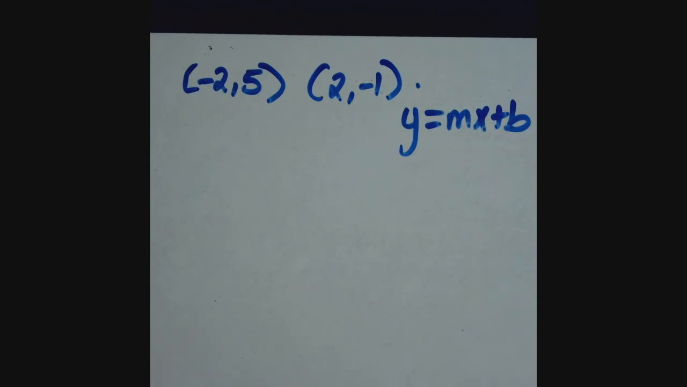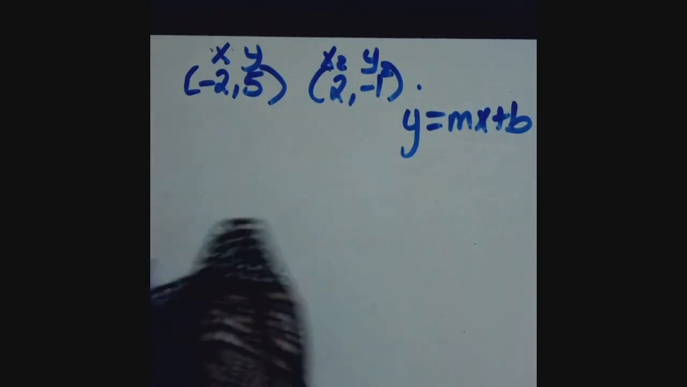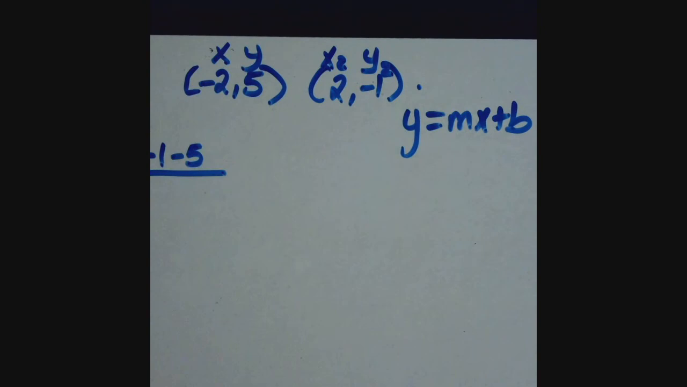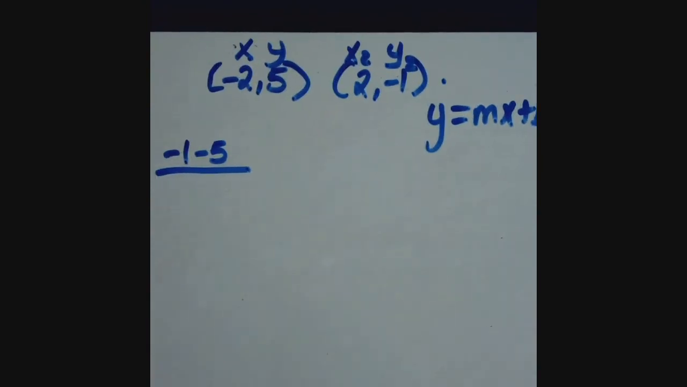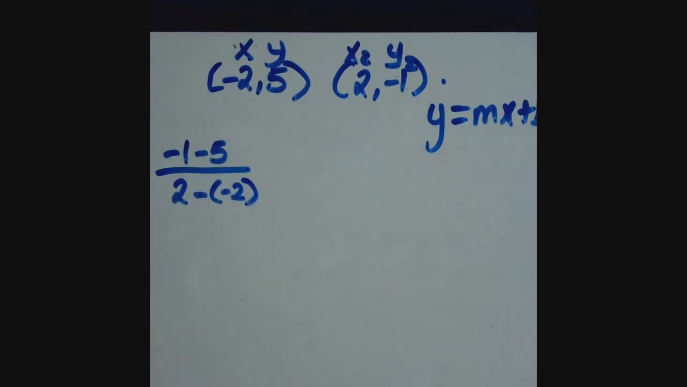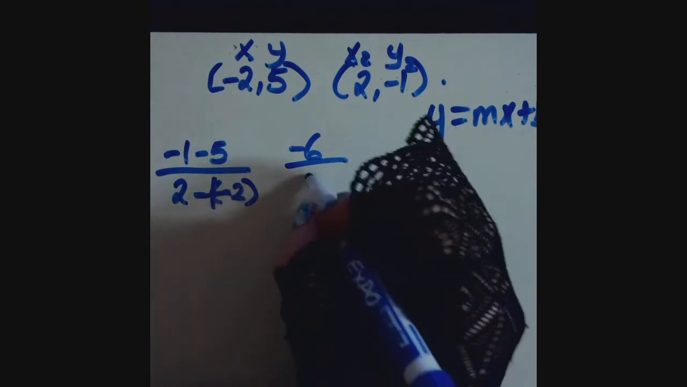So the first thing I'm going to do is get the slope. I have 2 ordered pairs, so you should know now how to get the slope from 2 ordered pairs. Just go ahead and label it x and y. Then this is the second x and the second y. That's why I put the 2 at the bottom. So second y minus first y: -1 minus 5 is on top, the change in y's, over the change in x's: 2 minus -2. So -1 minus 5 is going to be -6, and 2 minus a negative is going to change to a positive, and that's going to be 4.